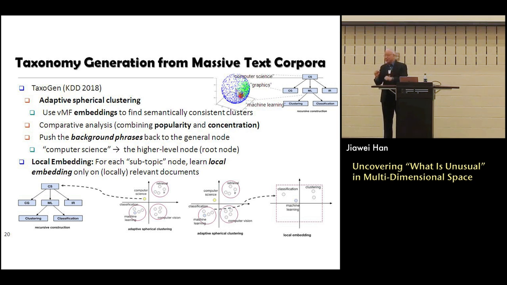Then with this, you find machine learning, computer vision, and information retrieval in a much better way. When you try to go down, for example from machine learning to deep learning to CNN, you want to go down using not the whole corpus but what we call a local corpus. That means once you study machine learning, you get rid of all the other things, take all the corpus related to machine learning, and redo the embedding. In that sense, as you go down, you find better clusters.